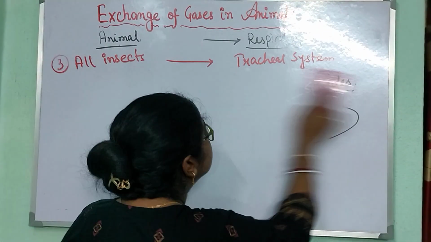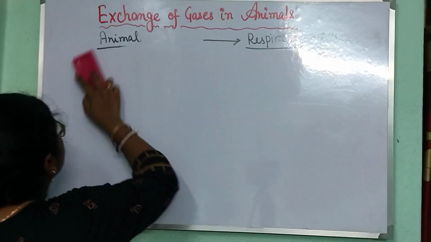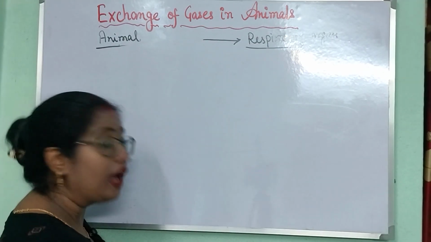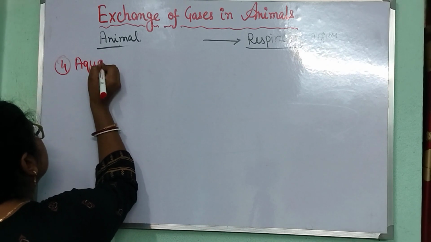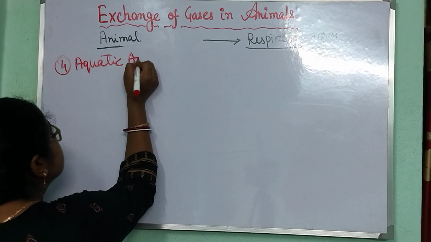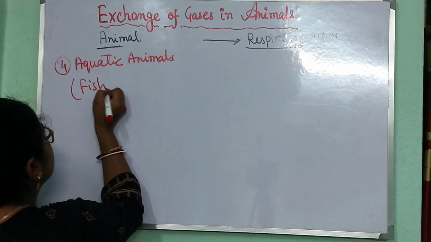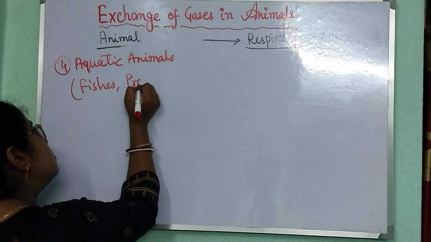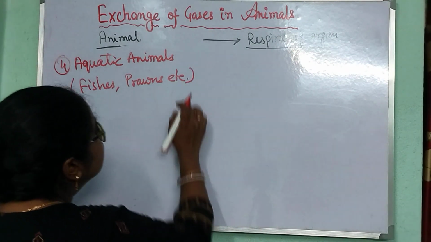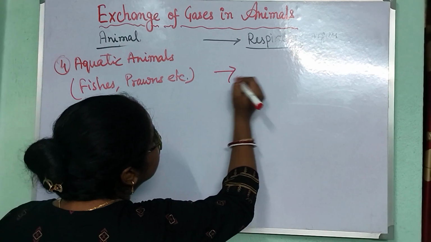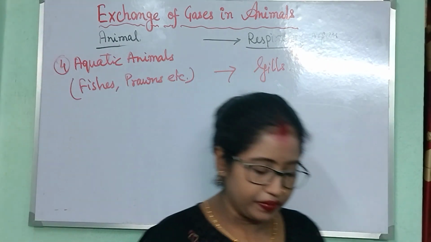Then we will talk about the next group, that is the aquatic animals. Fourth is the aquatic animals. Aquatic animals means the fishes or prawns, etc. They have gills for their respiratory process.